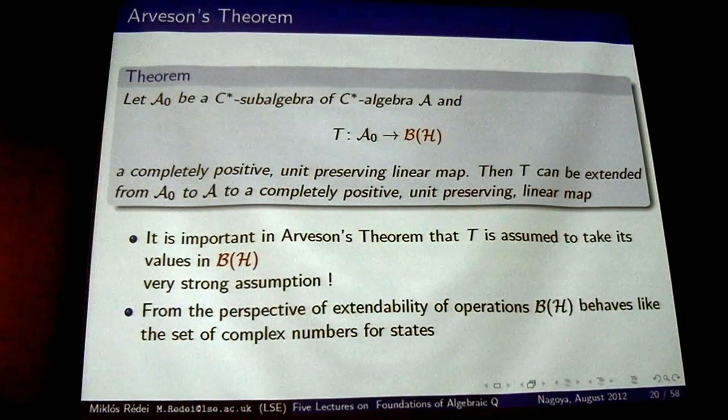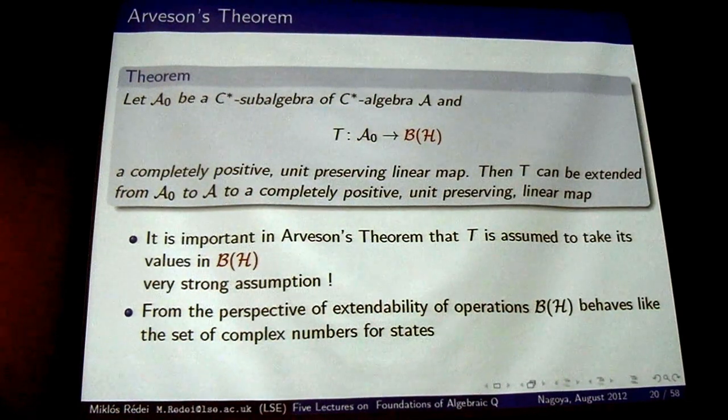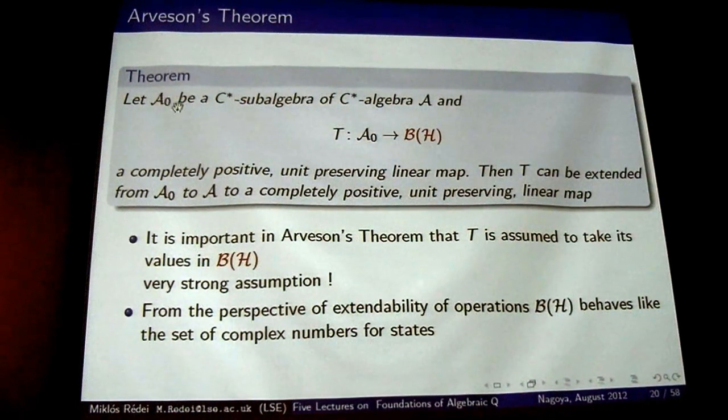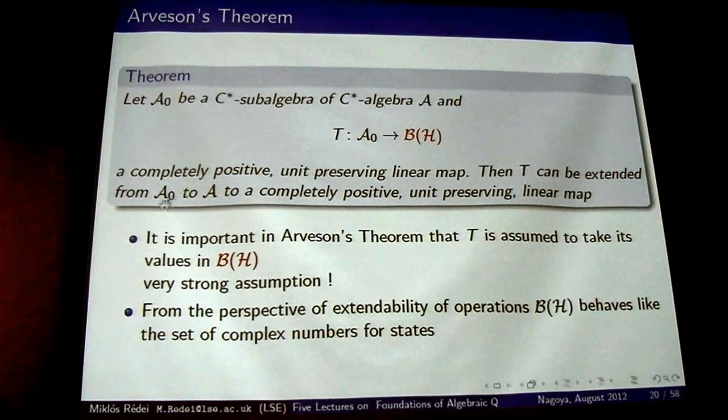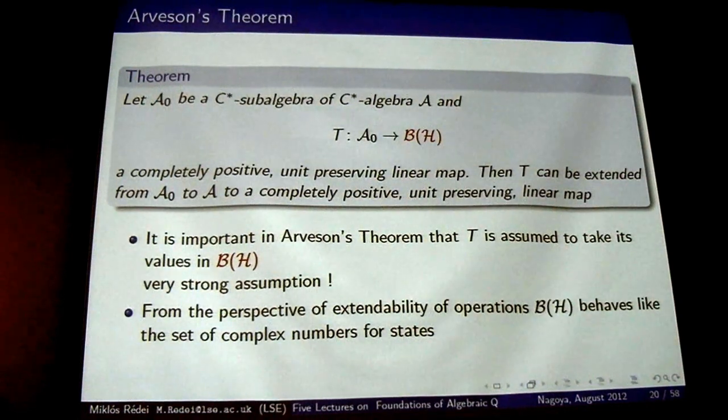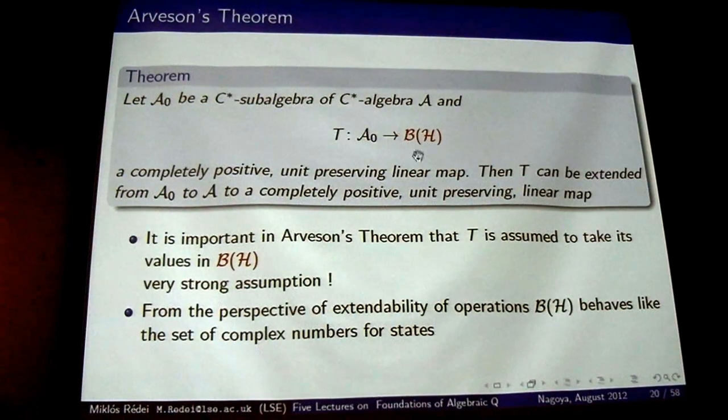Here's a famous theorem which characterizes CP maps which do have extensions from subalgebras to the large algebra. Suppose you have a CP map T which is defined on a subalgebra A naught of a C-star algebra A, and it takes its values in the set of all bounded operators on a Hilbert space. Then that T can be extended from A naught to A to a CP map. That's called Arveson's theorem. It was proved in the 60s by the famous mathematician Arveson. And it's very important that the range of T is B of H. It goes into B of H.